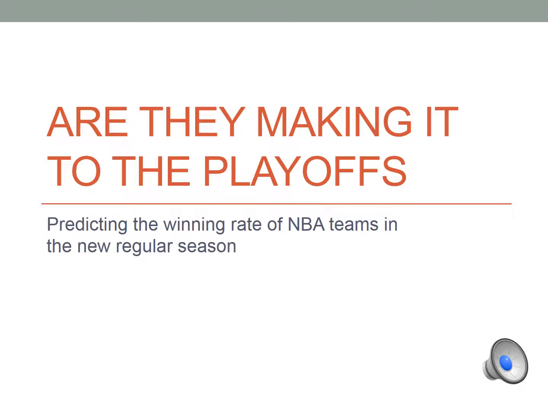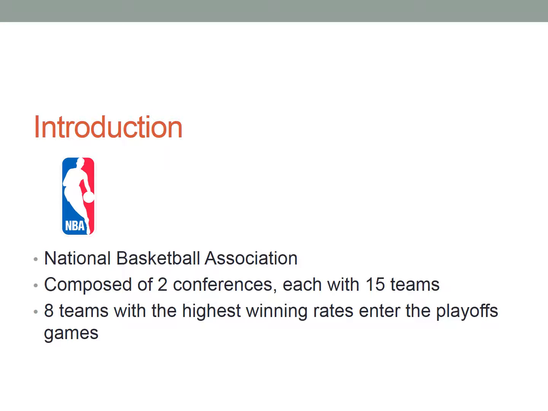Here we are presenting our final project on machine learning, predicting the winning rate of NBA teams in the new regular season. The National Basketball Association, namely NBA, is a men's professional basketball league in North America, composed of 30 teams, 29 in the United States and 1 in Canada.